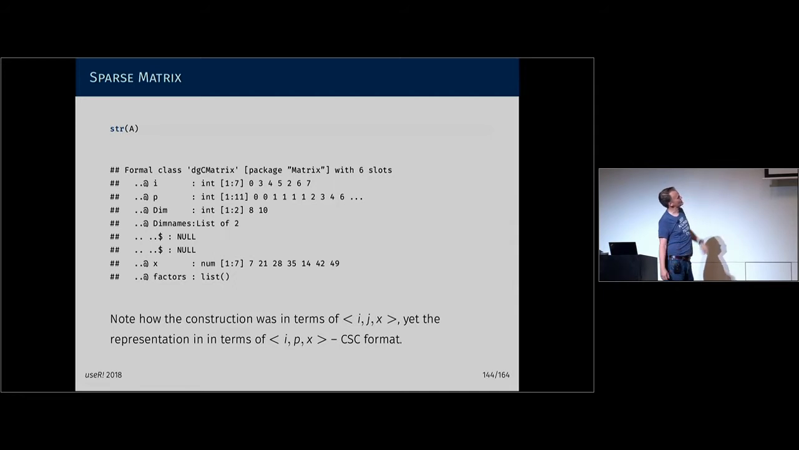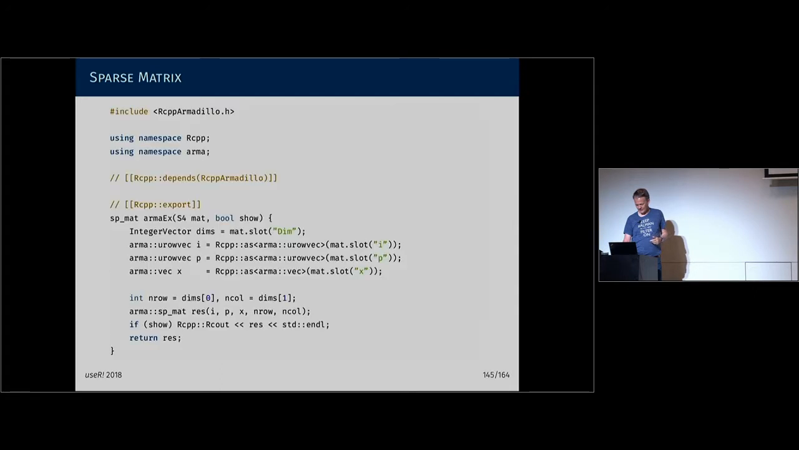If in R you do a str on that, then it tells you, yes, it's an S4 class with these slots, these elements. Even though we instantiated with I and J and X, notice the internal representation is I and P and X. That just has to do with how people do sparse matrices, which is the comment that I make there. We turned IJX into CSC format with IPX. That makes some computations more efficient, and we can access these things.